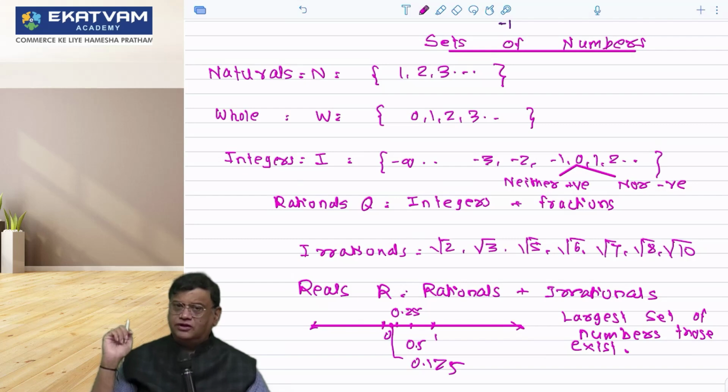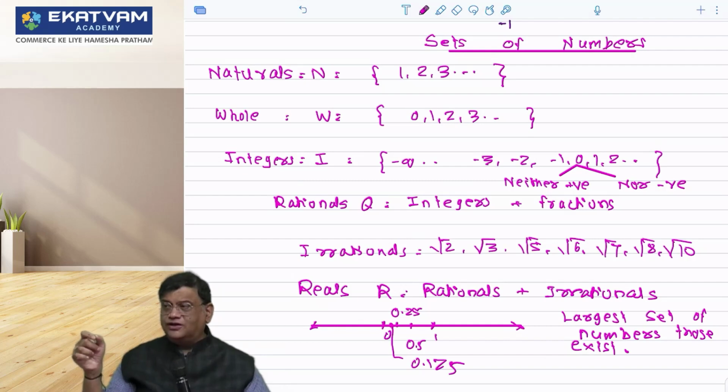That was the first point, the different sets of numbers. But wherever I say naturals, you have to be quick in responding. It's 1, 2, 3, 4. When I say whole numbers, you have to be reflexive in saying that this is 0, 1, 2, 3, 4.